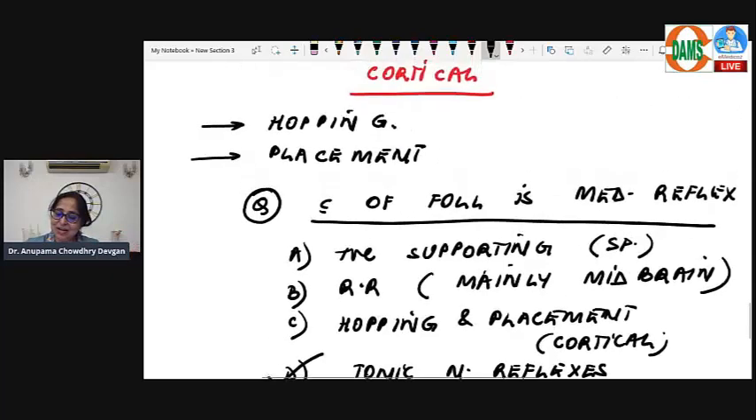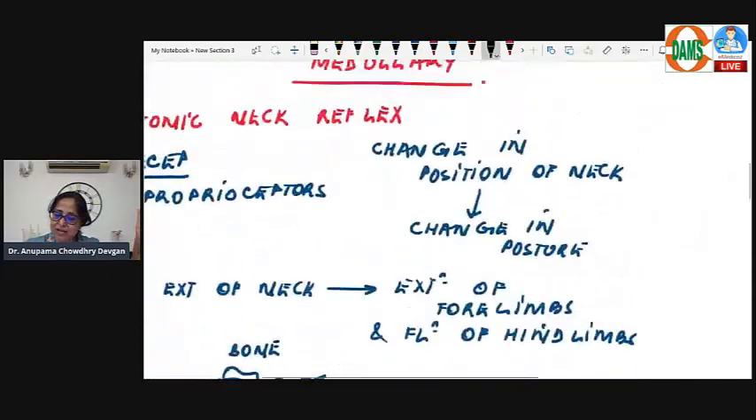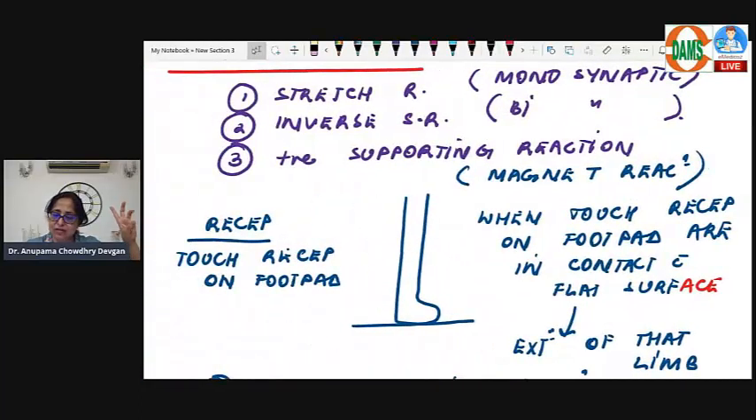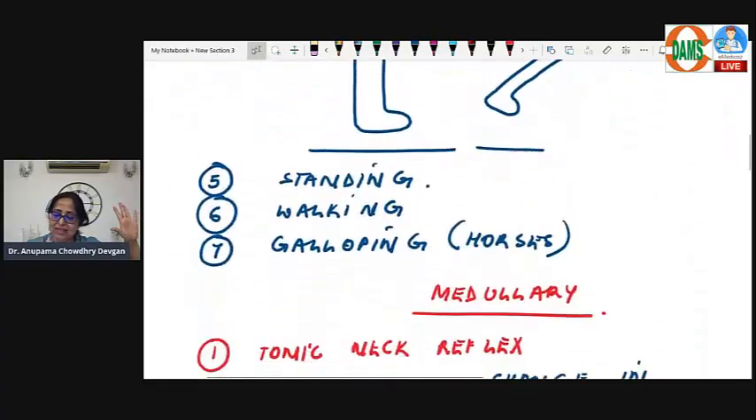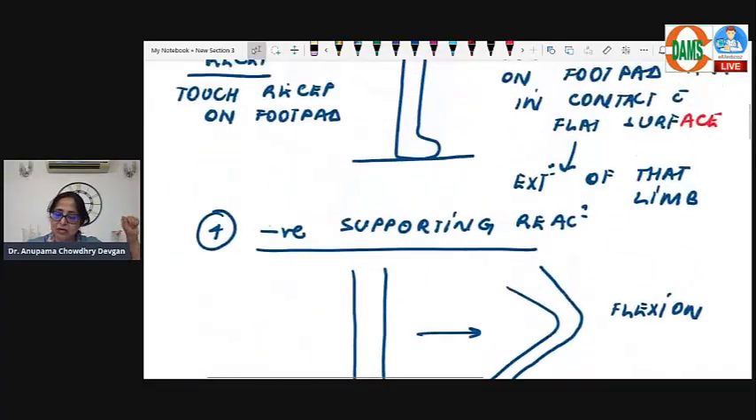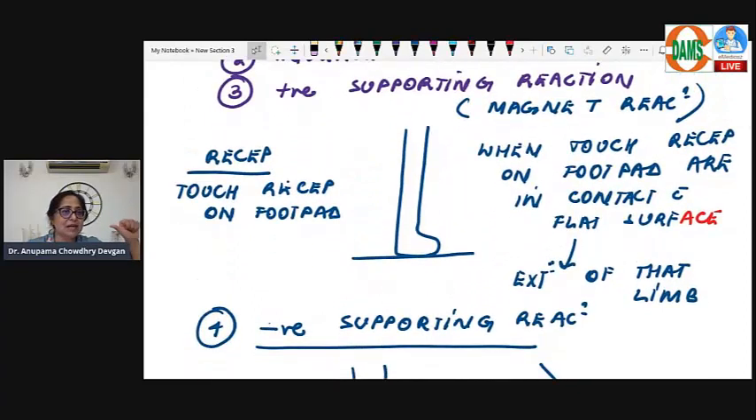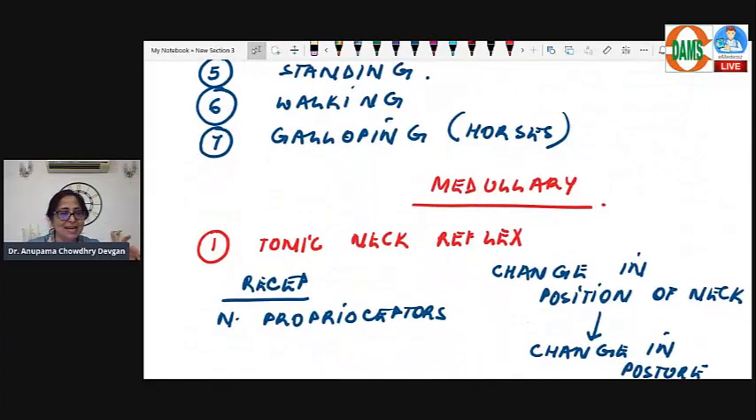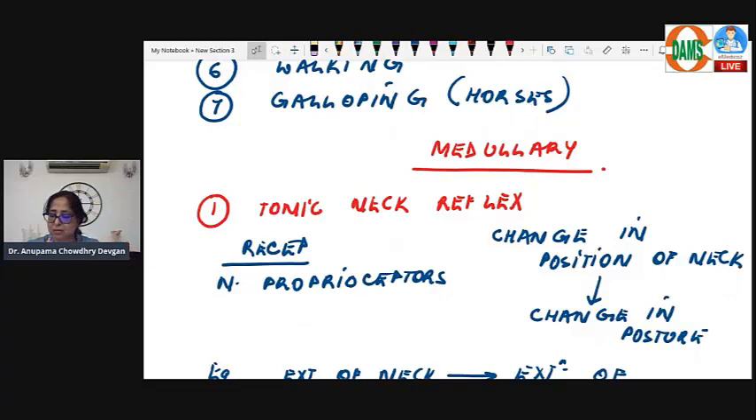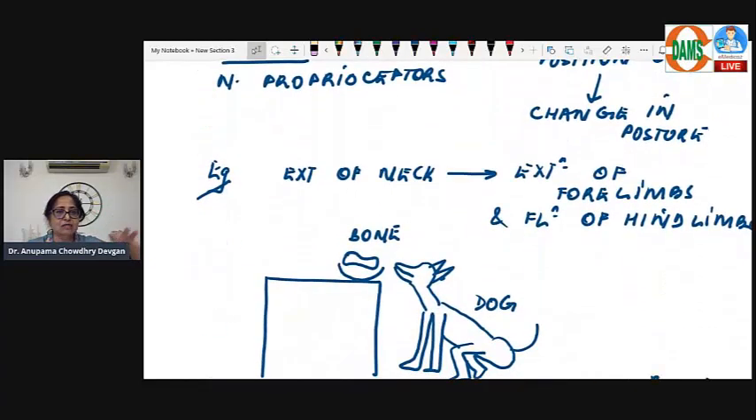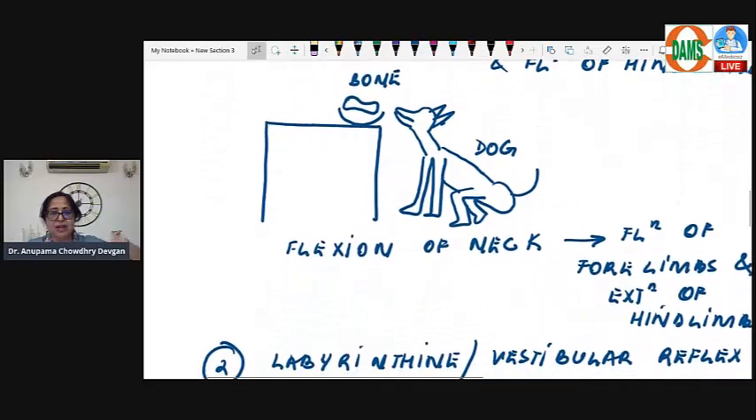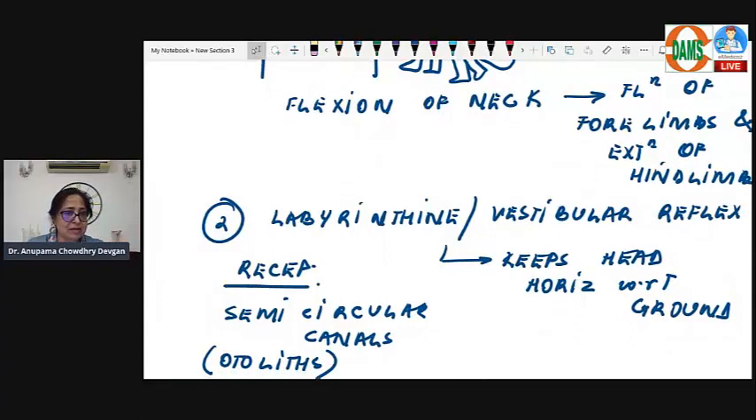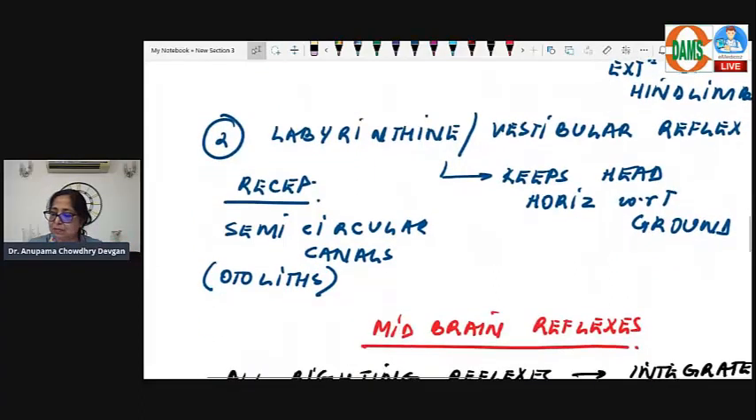All right. So let's see this once again. Which are the spinal reflexes? Let's go through this list once again quickly. Stretch reflex, inverse stretch reflex, positive supporting, neck, standing, walking, galloping. Which are the receptors for positive supporting and negative supporting? Touch receptors on the foot pad. Medullary reflexes: tonic neck reflexes, receptors are neck proprioceptors. Change in position of neck causes change in body posture: extension of neck, extension of forelimb, flexion of hind limb; flexion of neck, flexion of forelimb, extension of hind limb. Labyrinthine vestibular reflex receptors are in the semicircular canals. They keep the head horizontal with respect to the ground.